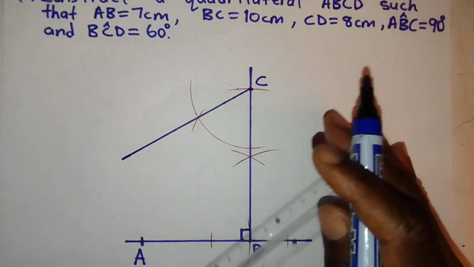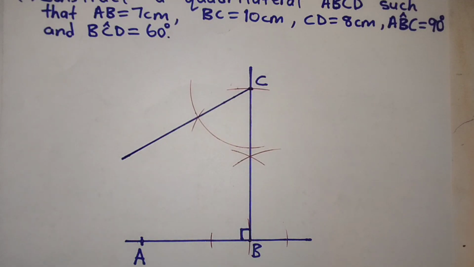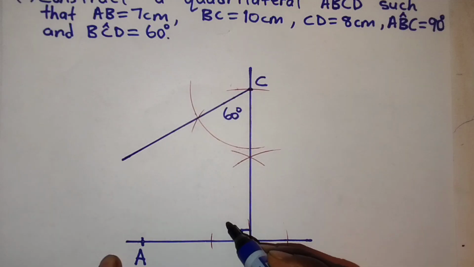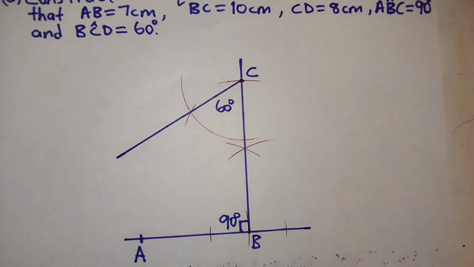Okay, so now this is an angle of 60 degrees. This one is 90 degrees. Okay, so now let's finish our quadrilateral.